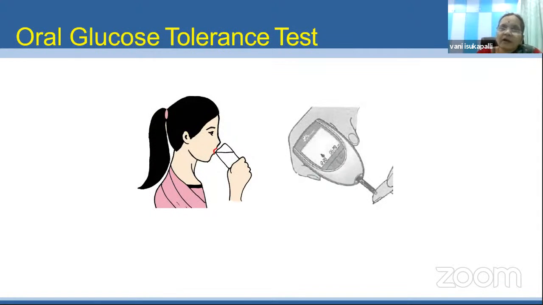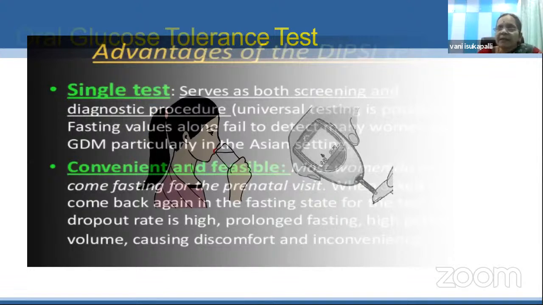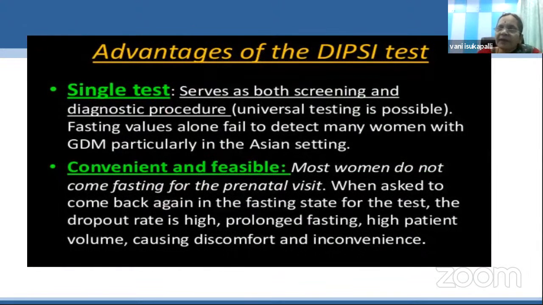Glucose measurements can be done by a well-calibrated glucometer. There is no need to take a plasma sample; we can do it with the capillary blood itself. What are the additional advantages? Why are we speaking so much regarding this DIPSI method of testing? It is a single test, in the sense that it serves both as a screening and diagnostic test.